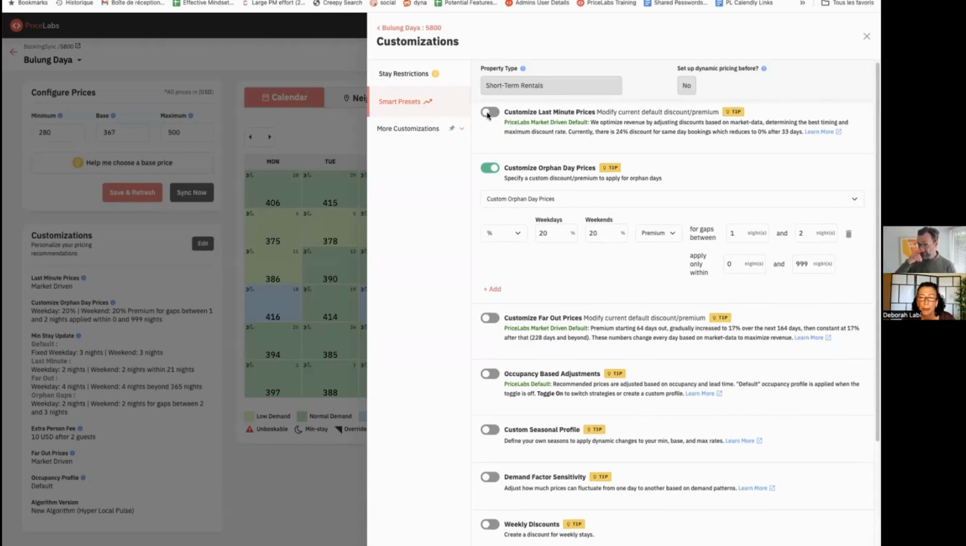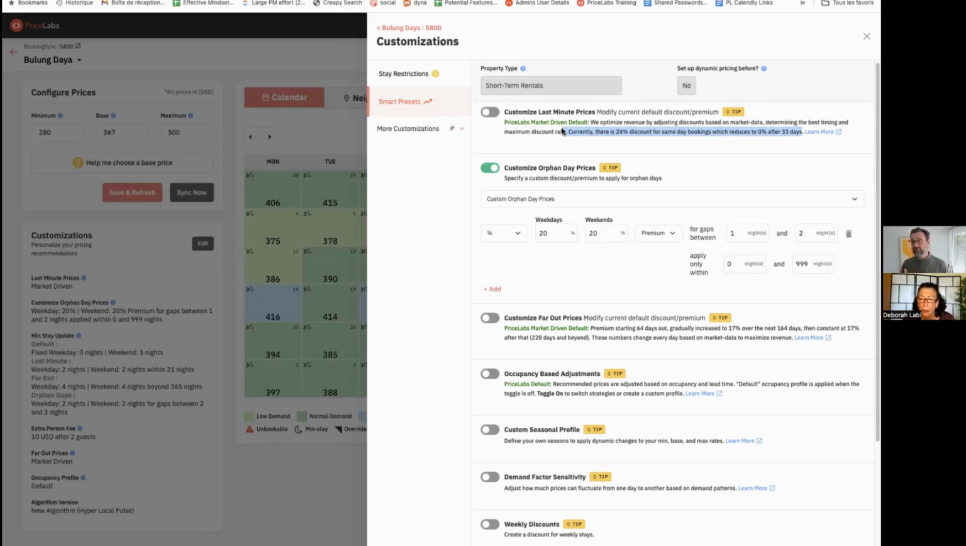What's very important for us is that last minute pricing for us is market based. What I mean here is a bit small, but what it says here is that currently there is a 24% discount for same day bookings, which reduces to 0% for 33 days. What it means is that right now in this market, we think last minute means 33 days. And the maximum discount will be 24%, down to 0%. And going back to today, it will be up to 24%.